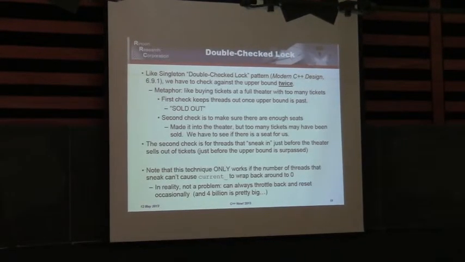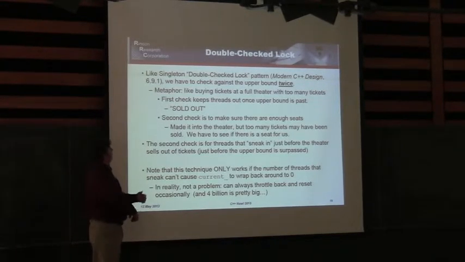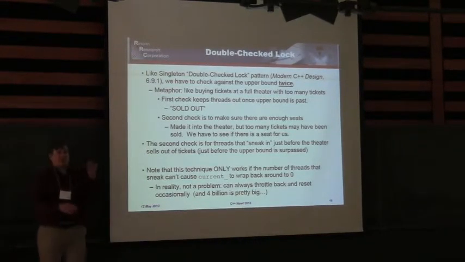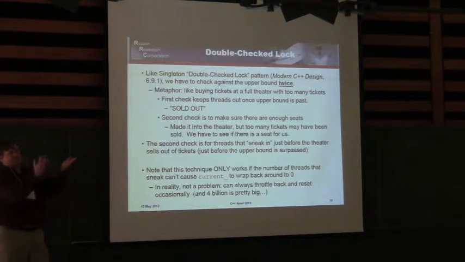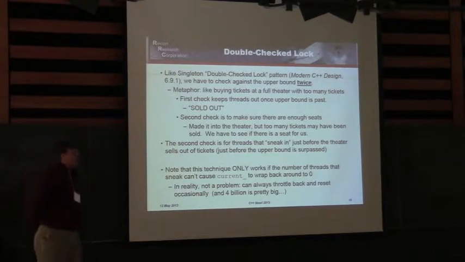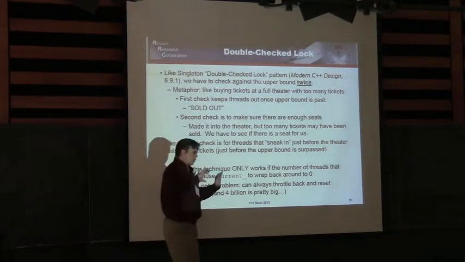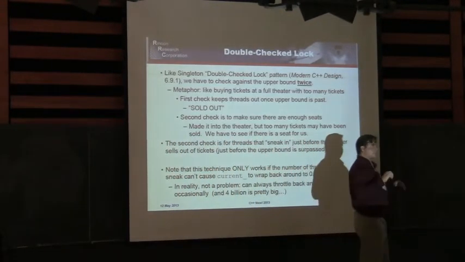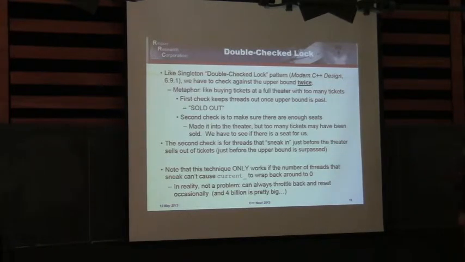Okay. So why did we have two checks there? Like the double checked lock pattern that we talk about for singletons, we have to have one check when we first check the singleton and potentially a second check in case two guys get in there at the same time. The metaphor I like to use for this is there's a whole bunch of people going to a new movie theater, like let's just say, see, Star Trek.